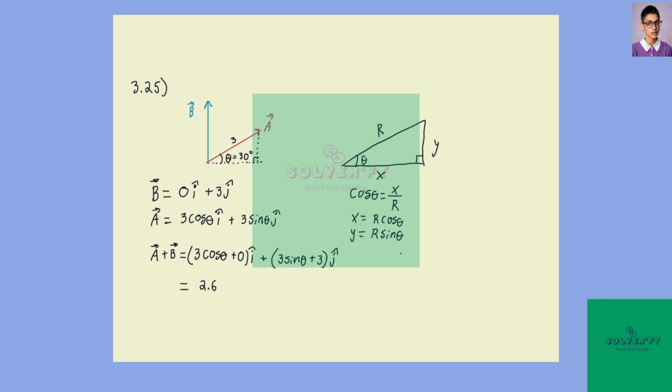So we simplify this down, we get 2.6 meters I hat plus 4.5 meters j hat. So 2.6 in the x and 4.5 in the j.